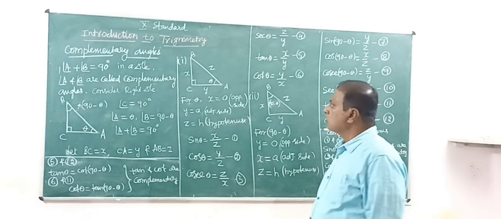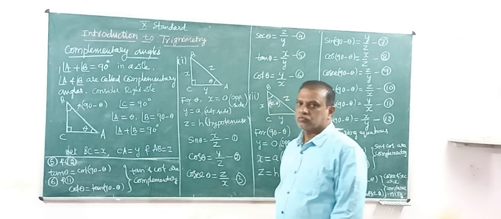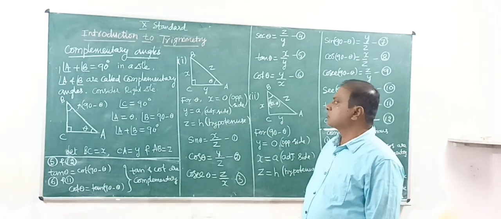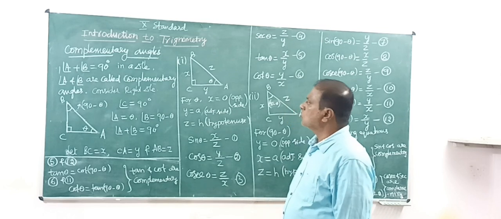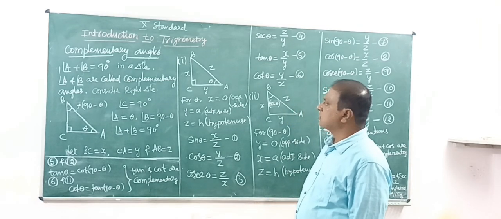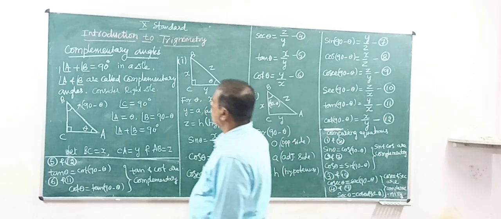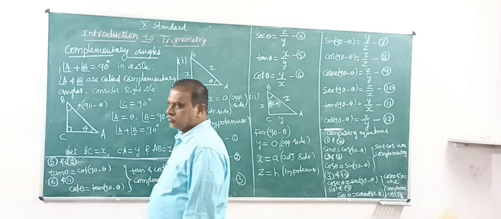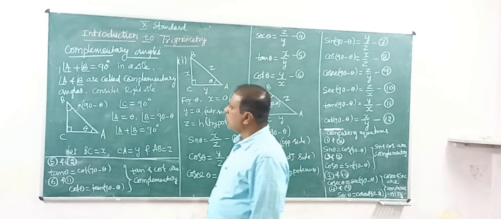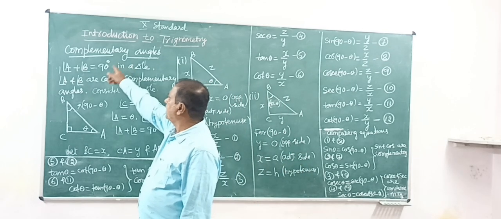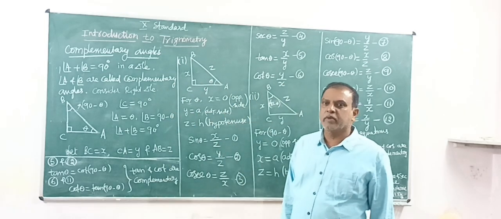In the introduction to trigonometry, let us talk about complementary angles. What are complementary angles? When the sum of two angles in a triangle is equal to 90 degrees, they are called complementary angles. In a triangle, there are three angles. The two angles, if their sum equals exactly 90 degrees, are known as complementary angles. That is the meaning of complementary angles.